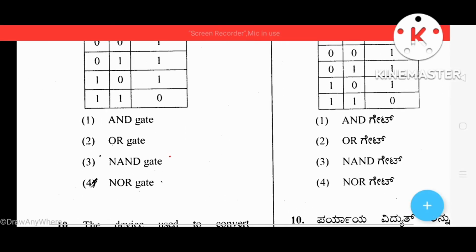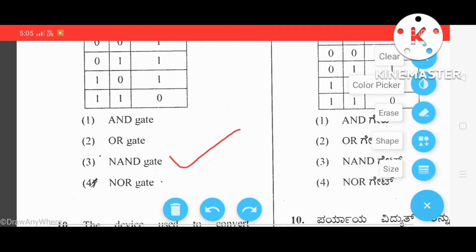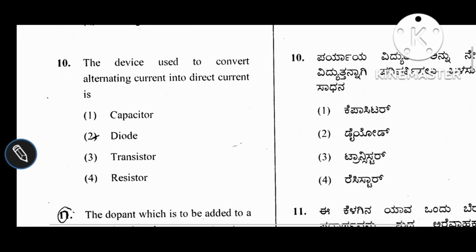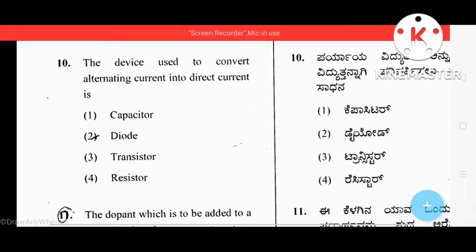Option C. 10th question. The device used to convert alternating current into direct current. AC into DC is nothing but a rectifier. So the rectifier is not given here, but we can consider the diode as the correct answer for this 10th question. That is the second option, diode.